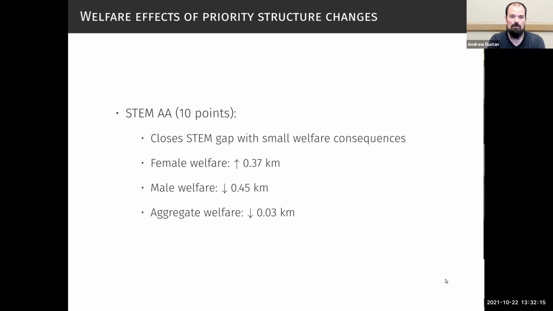That makes sense. Okay, focusing on the STEM affirmative action, we think in some sense it's a promising policy in that it closes the STEM gap with fairly small, okay, this is subjective, the word small, consequences for welfare. Female welfare goes up by about 0.4 kilometers, male welfare down by about half a kilometer, and aggregate welfare is basically left unchanged. So there's not a ton of redistribution when you consider the average commute one way for both men and women is around 8 kilometers. This isn't a huge difference in commute-equivalent welfare compared to that base, if that helps to interpret it.